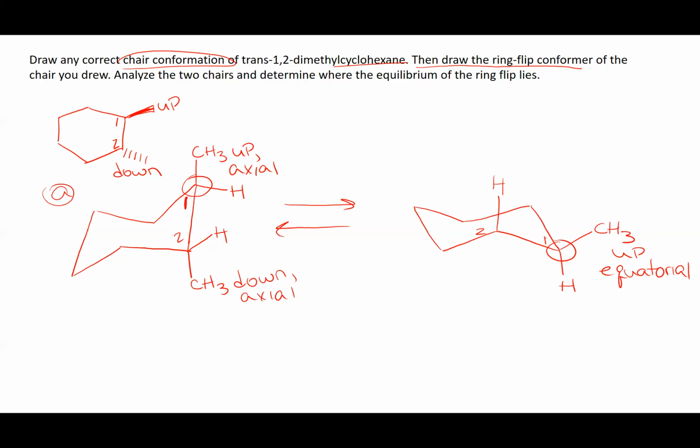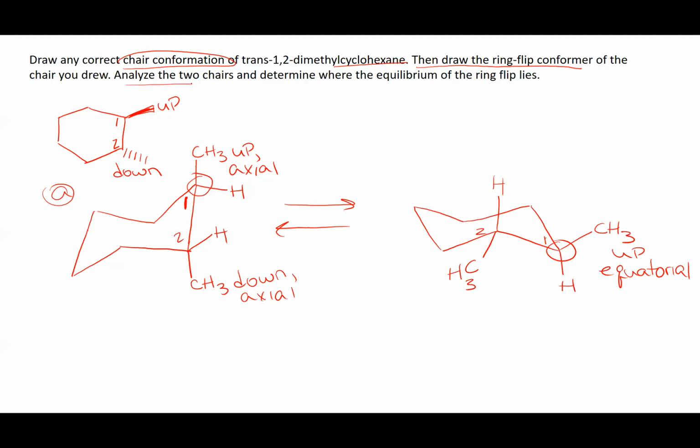Carbon 2, the hydrogen was up, so it's still up here, and that is now the axial position. Let me try and get that, there we go. And then the methyl is down still, and now it's equatorial. So that's a correctly drawn ring flip. Remember, I chose to call this carbon carbon 1, and so that set me up for this problem, but you could choose any carbon to be carbon 1, and then everything has to be consistent with that choice.